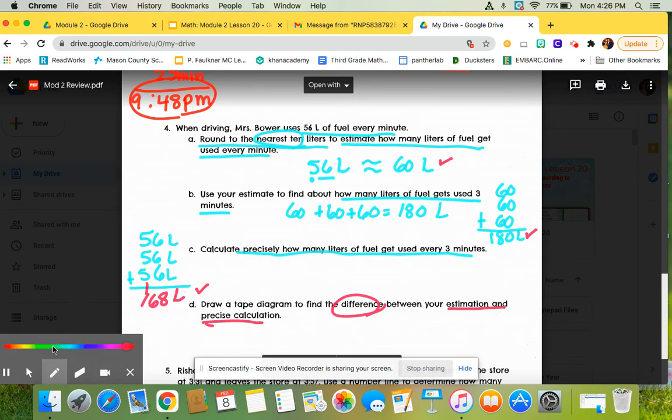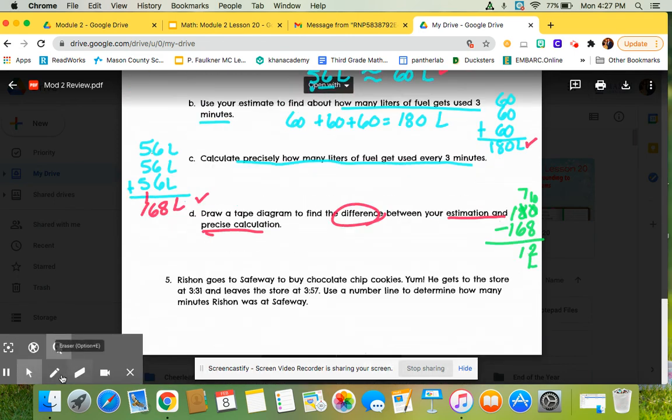Okay, so on this one, we have 180. Remember, we always have to put our biggest number first, minus 168. So I have 0 ones, and I want to take away 8, so I've got to go borrow. So I'm going to cross out my 8 and make that a 7, and now we have 10. So 10 minus 8 is 2, 7 minus 6 is 1, and 1 minus 1 is 0. So 12 liters is the difference between our estimate and the precise calculation.